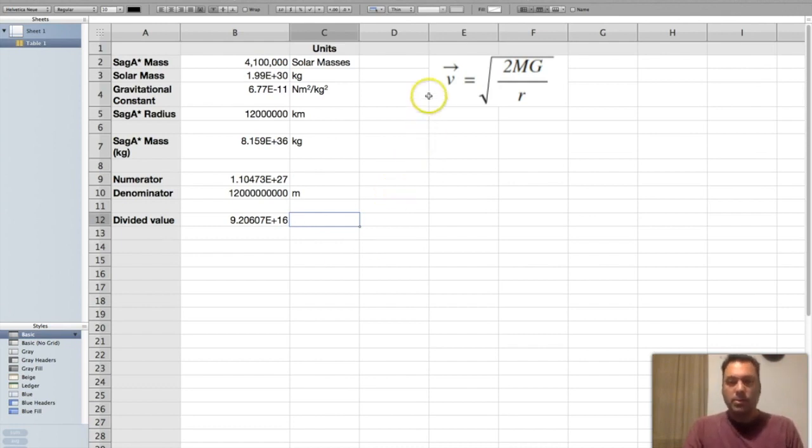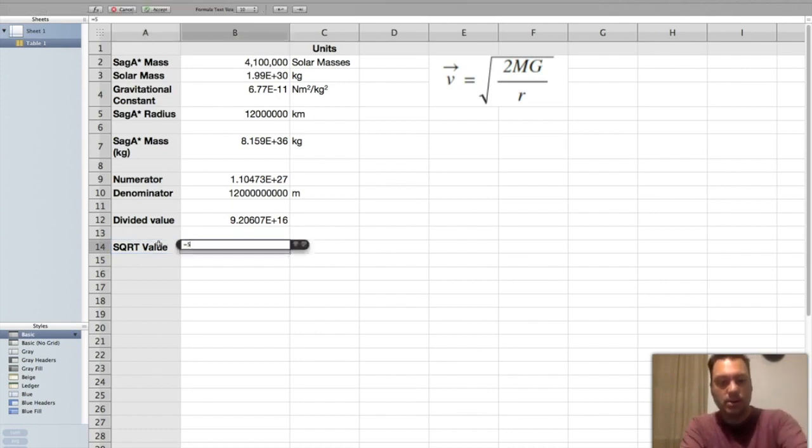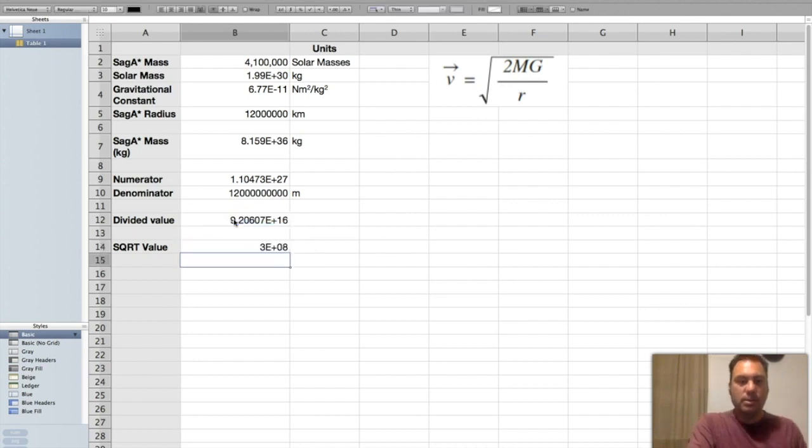And of course, we notice that there is a radical sign above this whole thing. So we need to take the square root of this divided value. So we'll call it the square root value. The way you do that is you usually just put in SQRT, and then you click that value and put it in your spreadsheet.